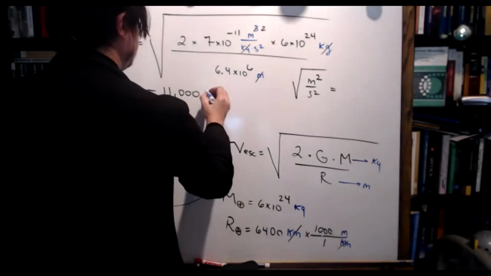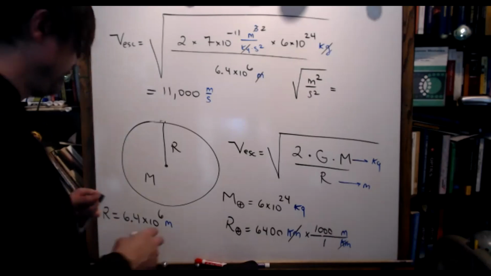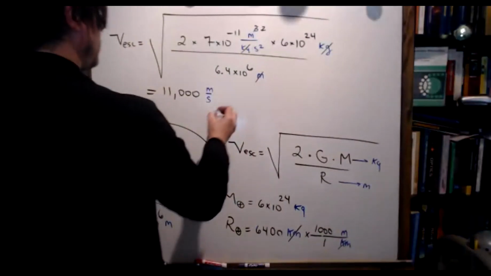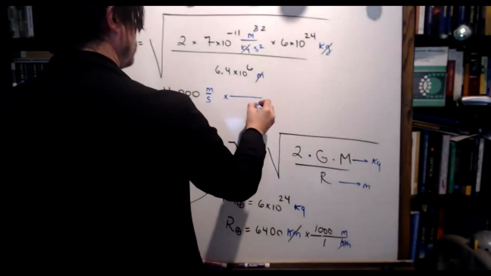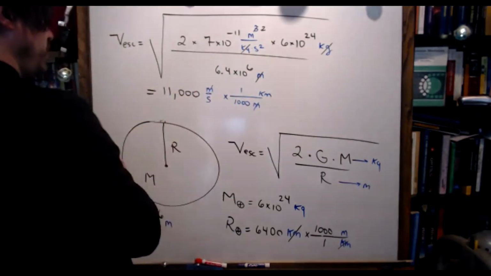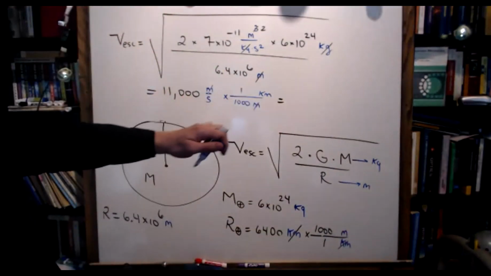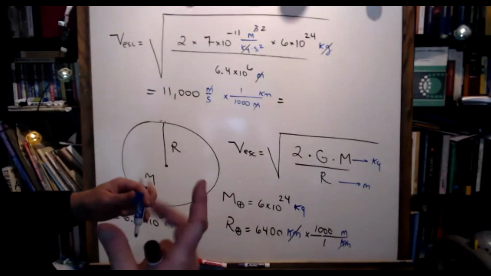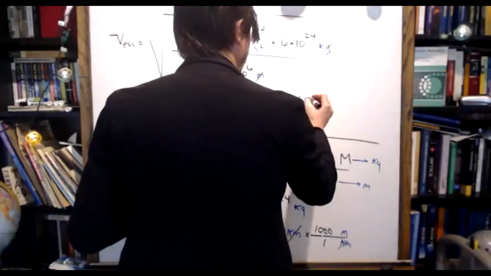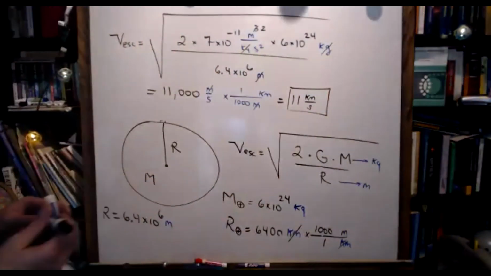Hey, Noah, while you're at it, can you tell me how many kilometers per second that is? 11. That's very good. If you divide that by 1,000, so meters to kilometers is 1 to 1,000. By the way, even though our answer came out in meters per second, it's just customary to express escape velocities in kilometers per second. That's like a classy thing to do. So 11 kilometers per second is the escape velocity of Earth.